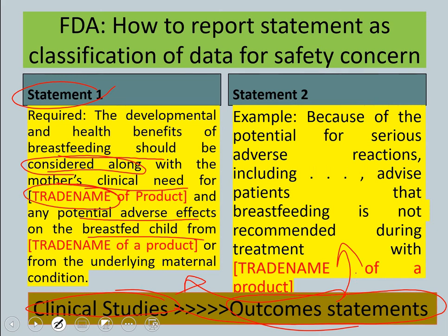The outcome of the study may be very bad, and in the case of worse outcomes, there may be adverse effects. Then the narrative you write as a result of the study will be: risk because of the potential for serious adverse drug reactions, including adverse drug reaction number 1, number 2, number 3, number 4. And the patient is advised that breastfeeding is not recommended. Here it is recommended, but under observation. So your statement will come like this. No statement other than statement number 1 or statement number 2 is acceptable.